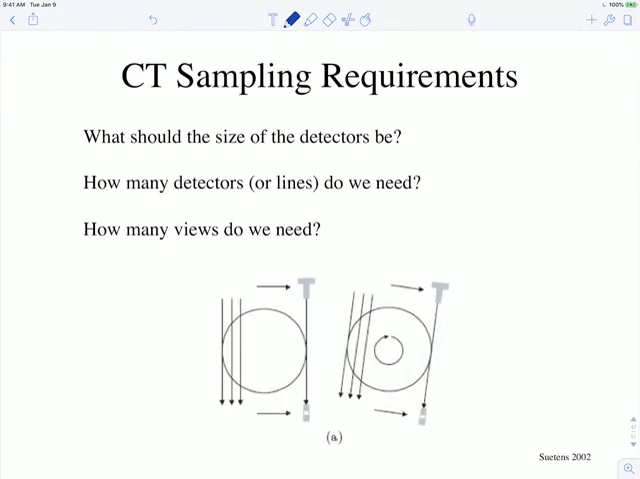For CT, just to give you an example of what the requirements are or how we think about these things and the effects of it, if we take a very simple example, we can decide how finely apart we want each X-ray line. How many X-ray lines do we acquire? And then also how many angles do we acquire? Do we advance by a degree at a time or do we do 10 degrees at a time? All these things have an effect on our image.